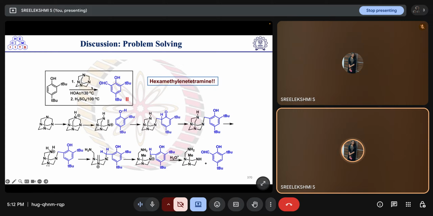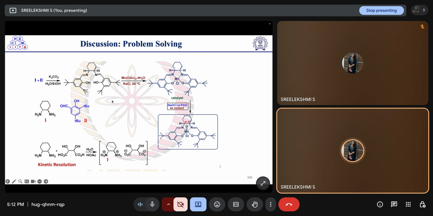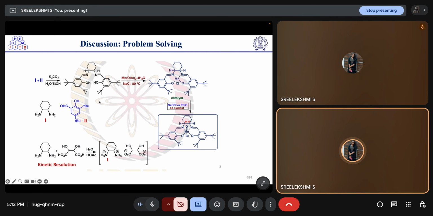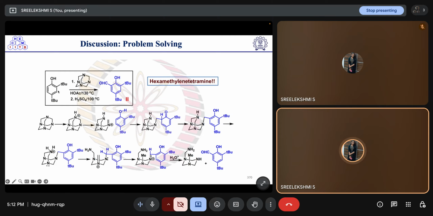Now, how to prepare this particular compound? For preparing this second compound, what we need is just this phenolic derivative, using hexamethylenetetramine, and in the second step with H2SO4 we can get this compound.